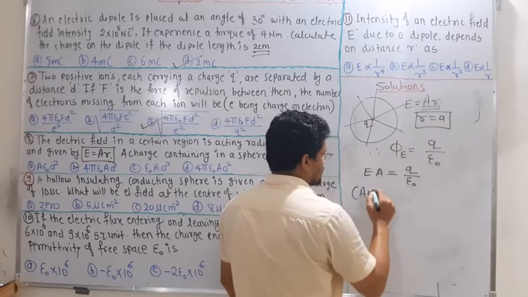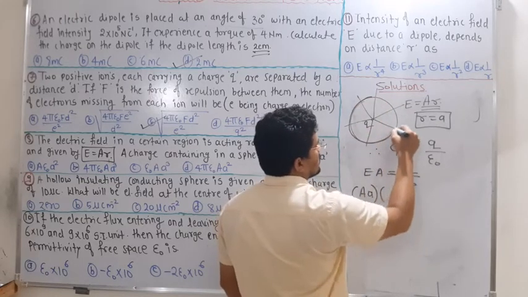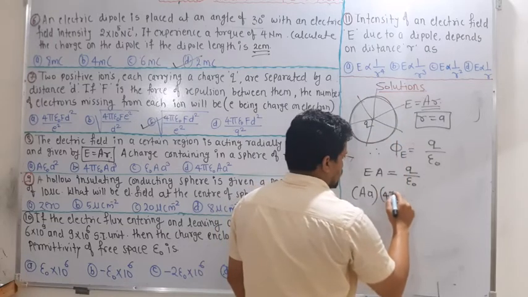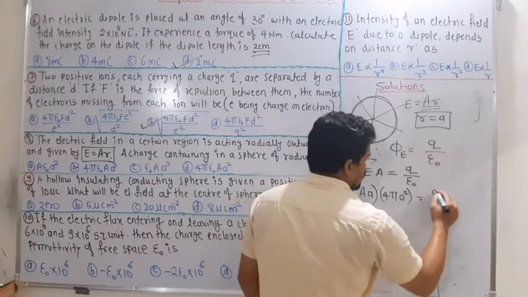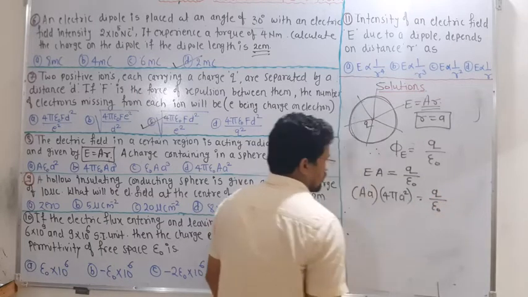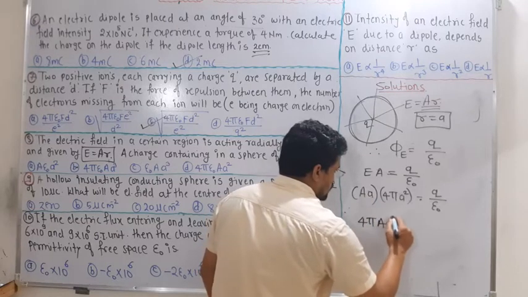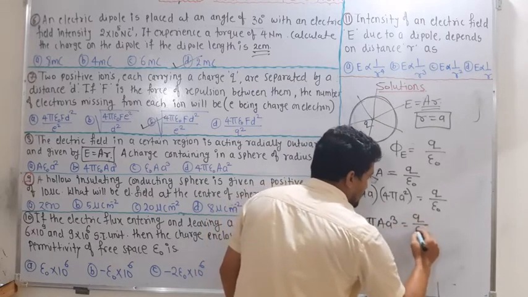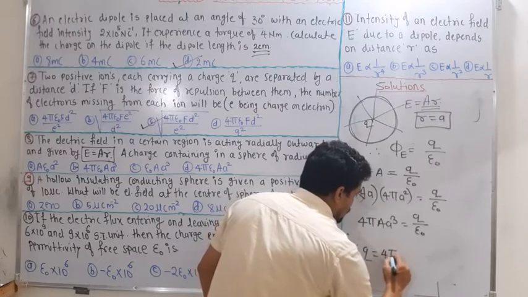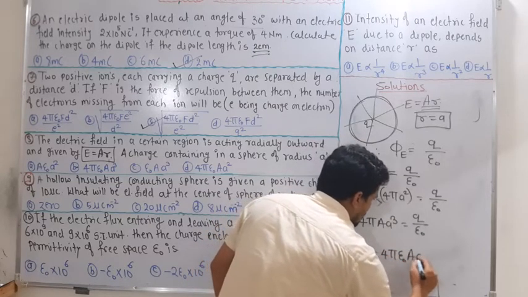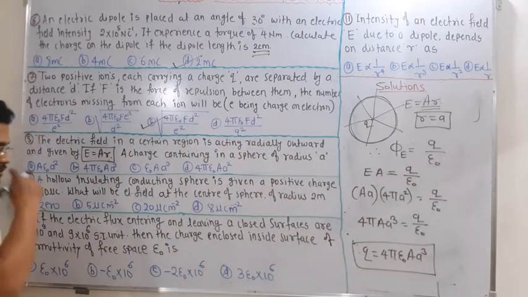It is nothing but the radius of itself, and A is nothing but what is this Gaussian surface? It is a spherical shape, so it becomes 4 pi A square. 4 pi A square is equal to Q divided by epsilon naught. Okay, so just multiply this, it becomes 4 pi A into A cube is equal to Q divided by epsilon naught. Therefore Q is equal to 4 pi epsilon naught A cube.